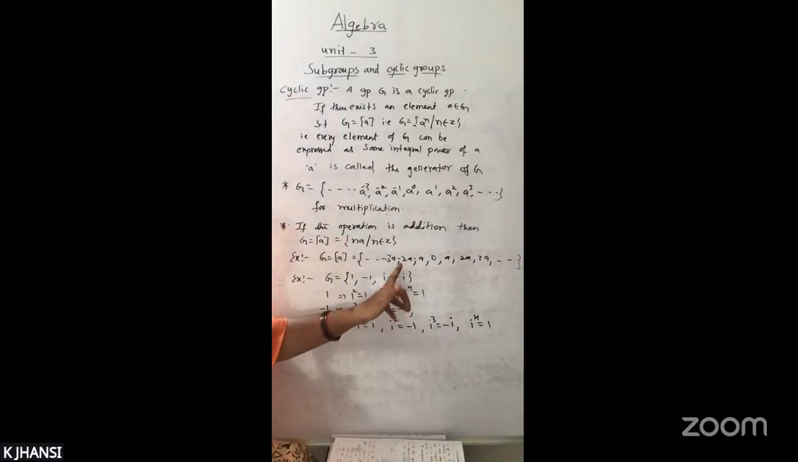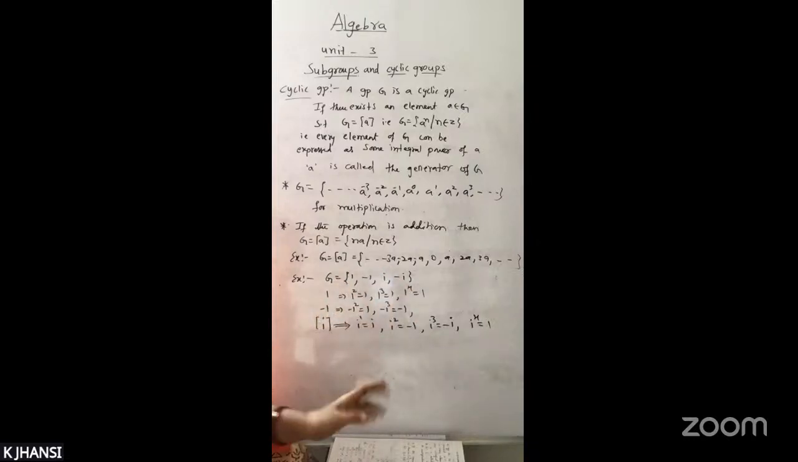-i to the power of 1 is -i. Then -i whole square: the minus symbol and i square is -1, so minus into minus 1, you will get plus 1. Next -i whole cube. So you can see that it also does not generate all the 4 elements. So only i is the generator of G. Like this you have to see which element is generating all the elements of group G. That is called a generator of G, and that group G is called a cyclic group.